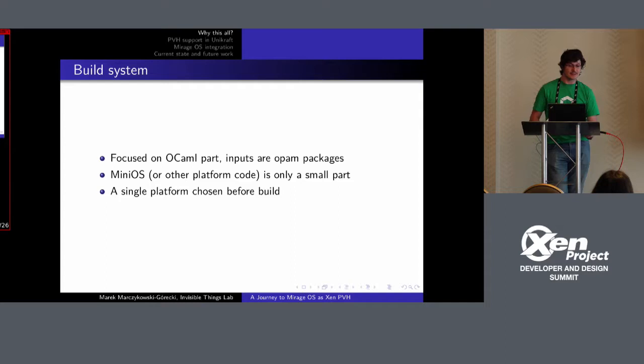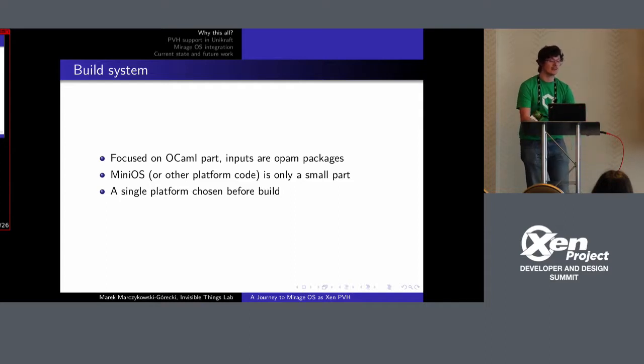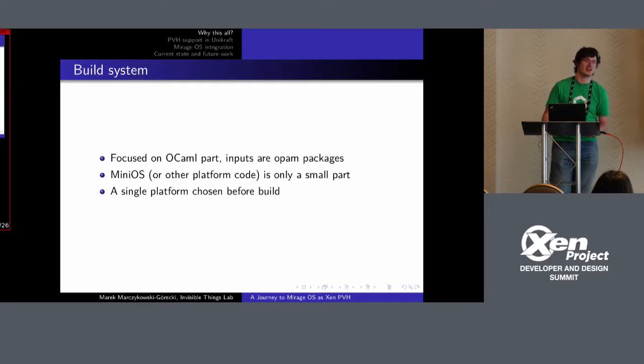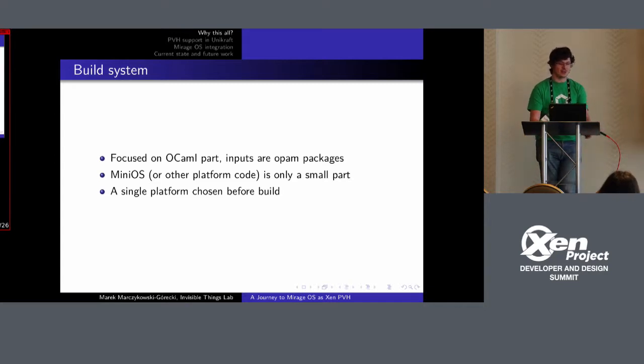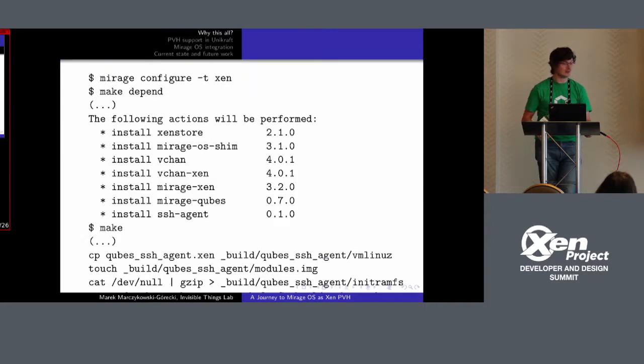There's also the Mirage OS build system, which not surprisingly focuses mostly on OPAM packages, so on the OCaml part. Mini-OS or support for other platforms is only a very small part of Mirage OS, so the build system mostly focuses on the OCaml part. And when you build a Mirage OS unikernel, you choose what target platform you want to focus on. So it looks basically like this.